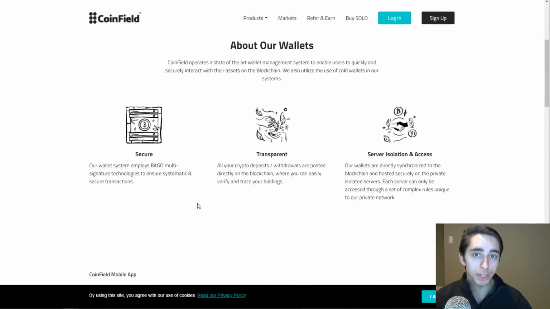So much like the exchange, you have a sense of security and transparency in that they're using BitGo security. This is the industry-grade, top-notch level of custodianship that's offered, that's streamlined and white labeled by a lot of different exchanges and platforms. Along with that, you have transparency. With all deposits and withdrawals, you can track your cryptocurrency funds because it's all settled on chain. And along with that, they have server isolation.